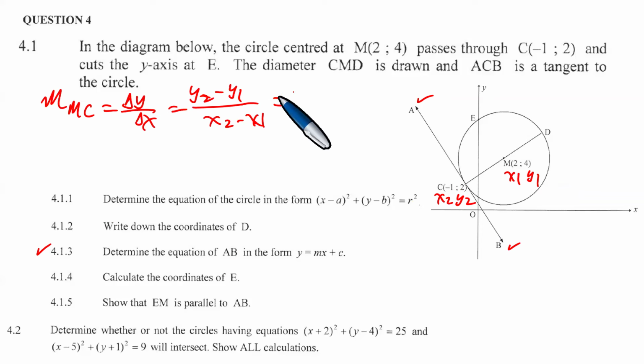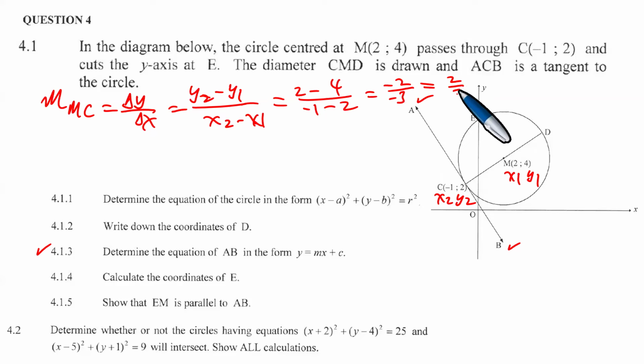What is our y2? It's 2. y1 is 4. x2 is -1. x1 is 2. What is 2 minus 4? 2 minus 4 is -2 over -3. And what is this? It's 2 over 3. Take note of that.